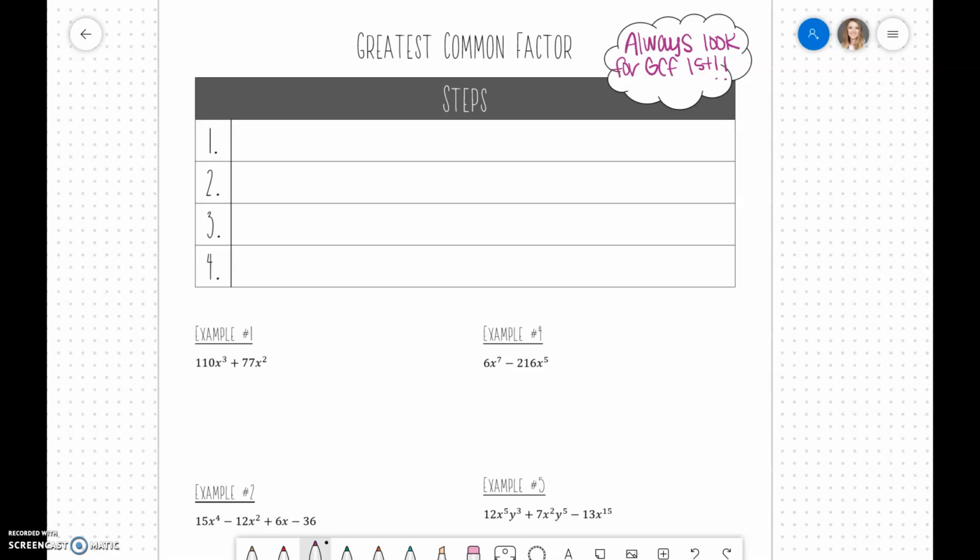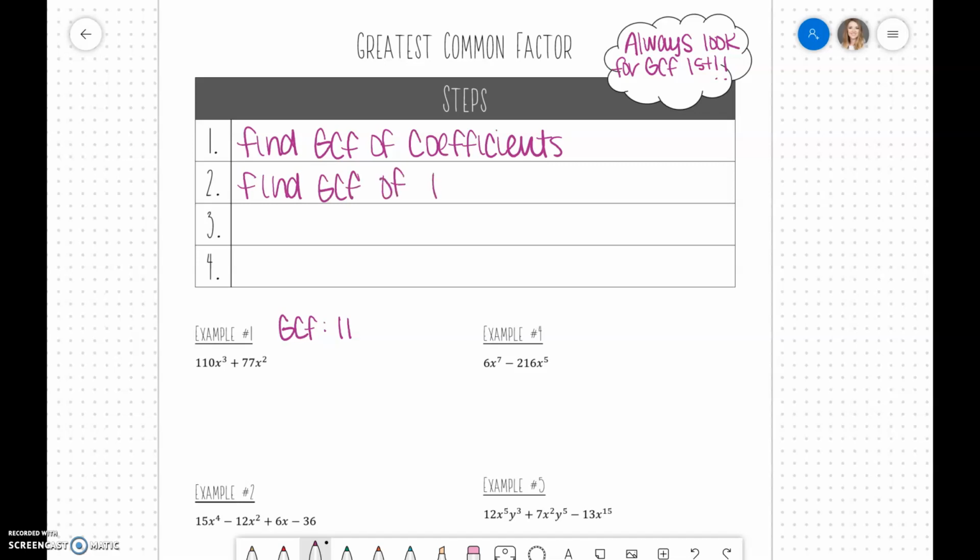And so when we're looking at the greatest common factor, the first thing that we want to do is find the greatest common factor of the coefficients. And that's for each term. So, for instance, looking at this first example right here, looking at 110 and 77, I can see that the greatest common factor for the coefficients is going to be 11. Next, you're going to want to find the greatest common factor of the variables. And this part requires just a little bit more thinking.